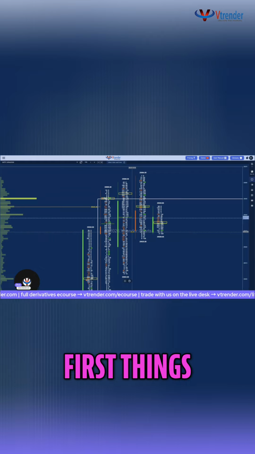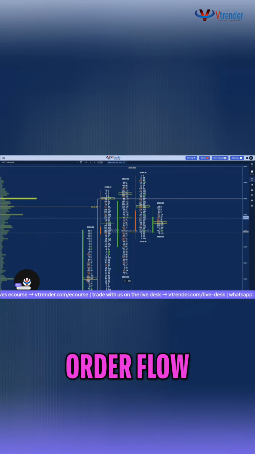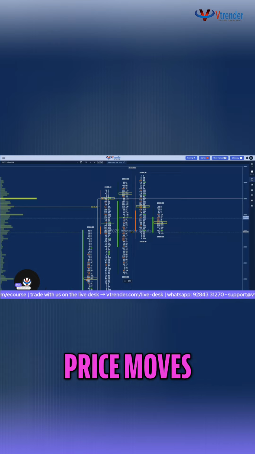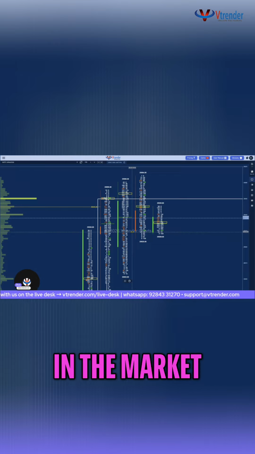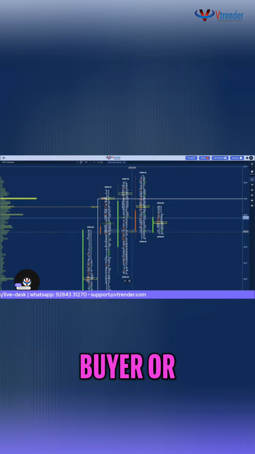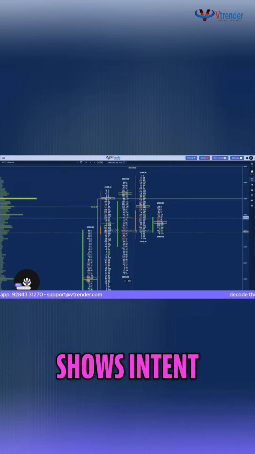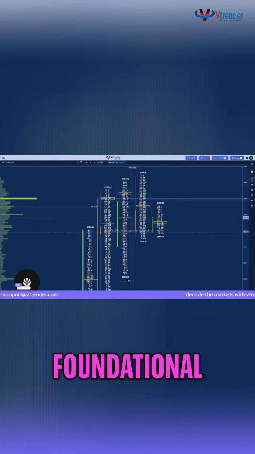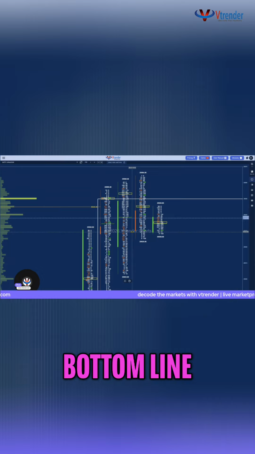And one of the first things we say about understanding order flow is to understand how price moves in the market. And price moves only when either a buyer or a seller shows intent. Now, this is foundational. This is the bottom line.